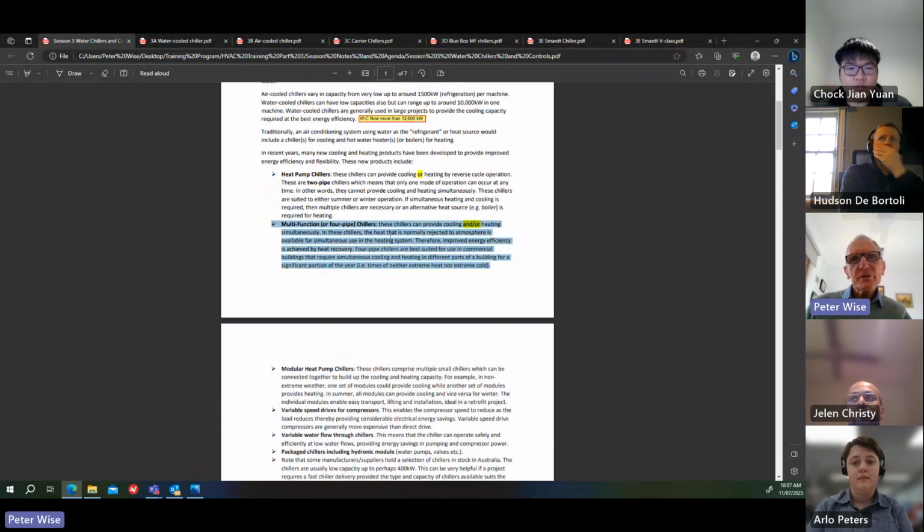The heat that's normally rejected to the atmosphere in the cooling mode is available for heat recovery, simultaneous use in the heating system. So they give you very good energy efficiency. If you compare chillers, they'll probably give you the best energy efficiency that you can get. But they're not suitable to all projects, and they're limited in capacity. They probably go up to about 1,000 kilowatts, but you can research that.